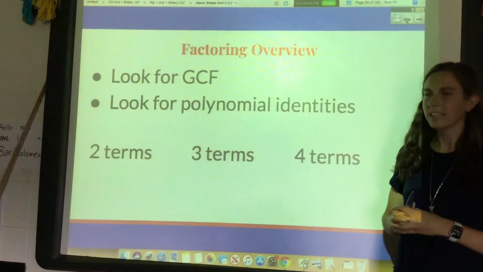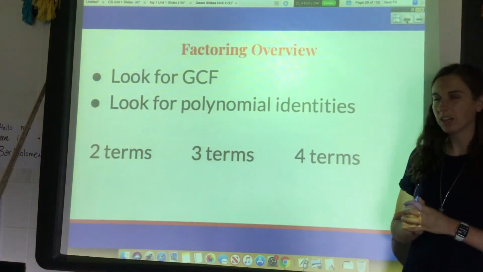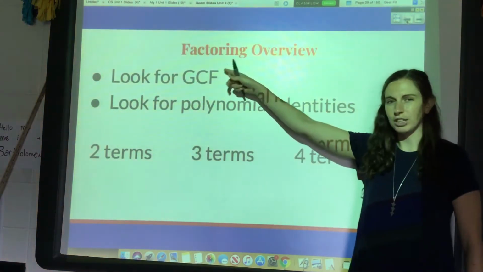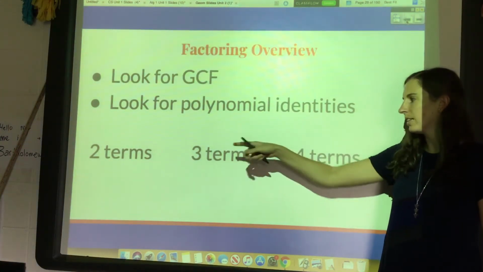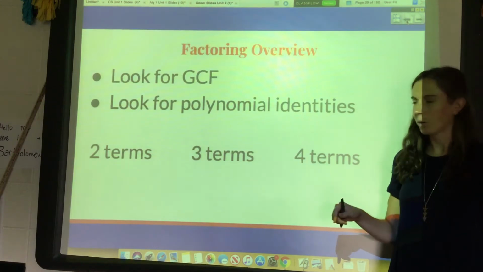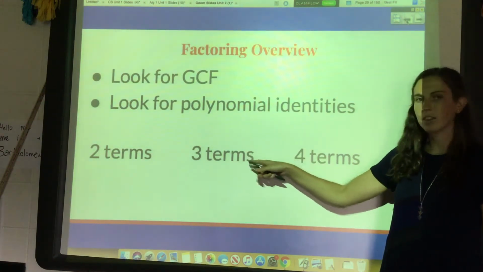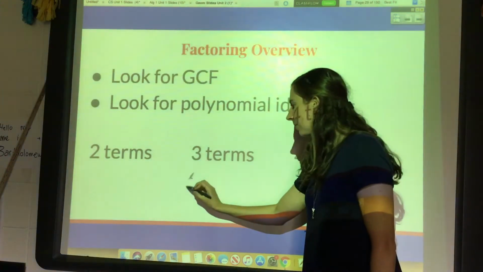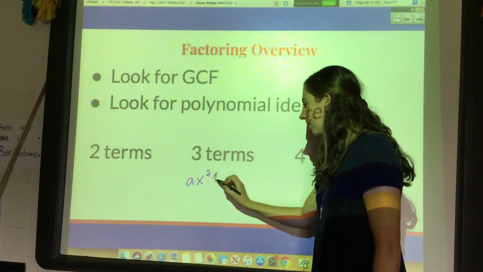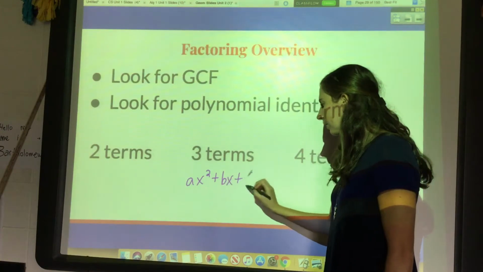So when you're factoring, as a quick reminder, the first thing you want to do is look for if there's a GCF or maybe a polynomial identity, and then after that it depends on how many terms you have. What we're going to look at in this video are 3-term polynomials, usually something that looks like this.